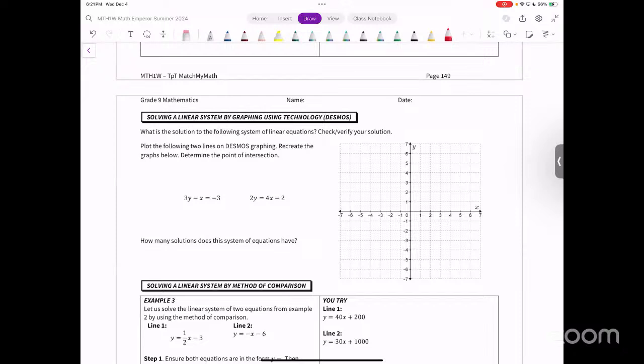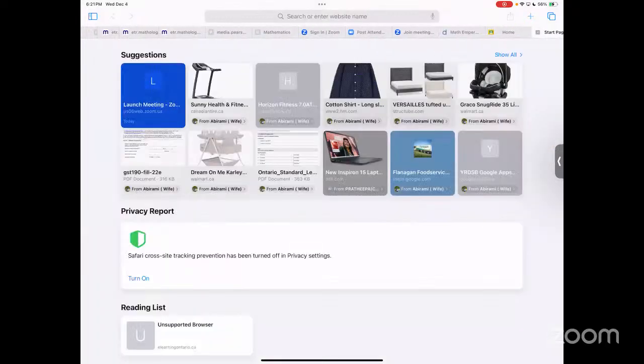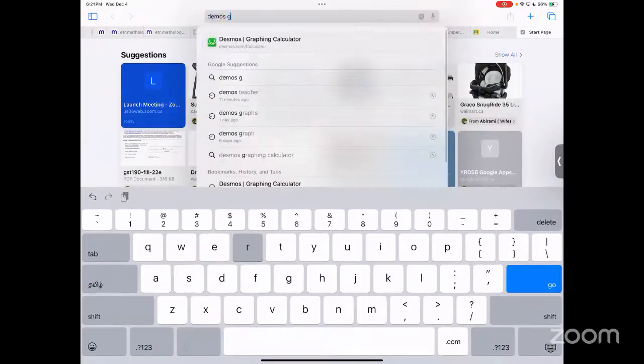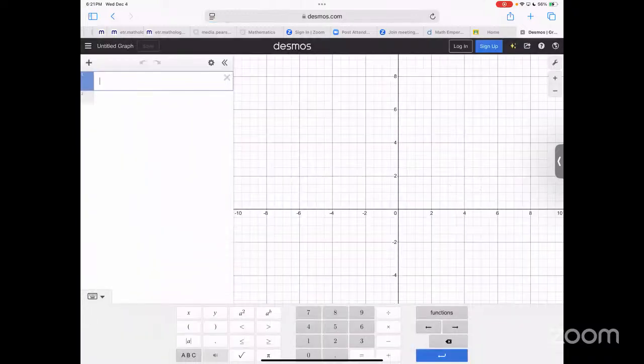So you should be able to do the graphing technology to find a point of intersection. So to do that, we can go back to Desmos. I need to type the equation 3y minus x is -3. So let's go back to Desmos graph. I need to know the equation. What's the first equation? 3y minus x equal to negative 3. All right.